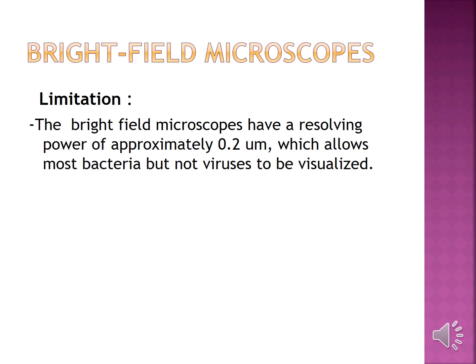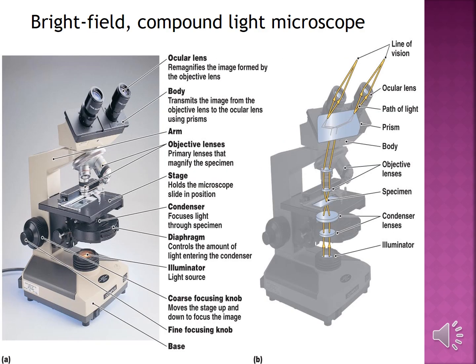So the limitations of the bright field microscopy: it has a resolution power of approximately 0.2 micrometers, which allows visualization of most bacteria but not viruses. So this is the bright field microscope, or compound microscope, both are the same.